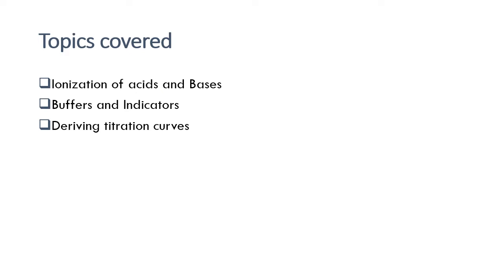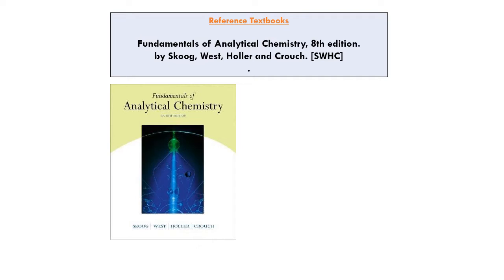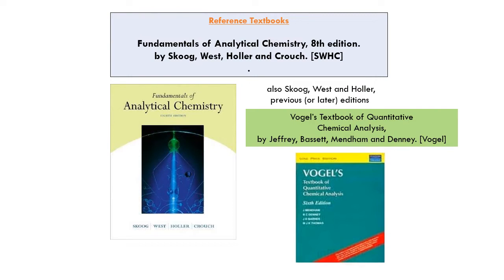Today, we're going to be discussing the ionization of acids and bases, buffers and indicators, as well as deriving titration curves. For your reference, here are some textbooks that might be particularly useful: Fundamentals of Analytical Chemistry, Vogel's Textbook of Quantitative Chemical Analysis, and most general chemistry texts should be able to provide some useful information.